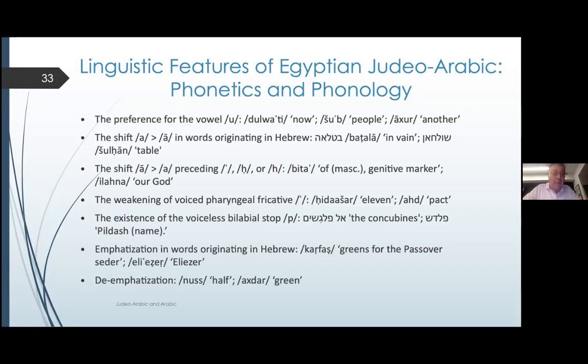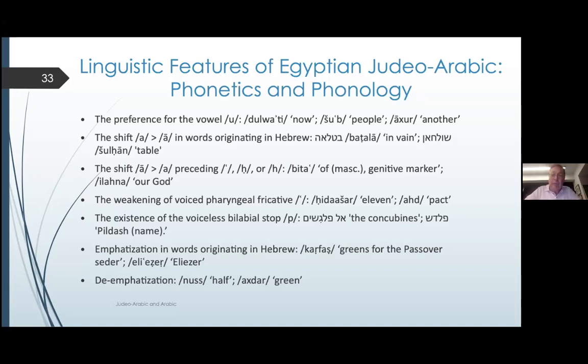I'm talking about Gabi Rosenbaum, who was also the head of the Israeli Academic Center in Cairo. So, okay, the first one is the preference for the vowel U. Second interesting thing that we see is the shift from A to long A, especially in words originating in Hebrew. So batala for "in vain," or shulhan, long A, okay?